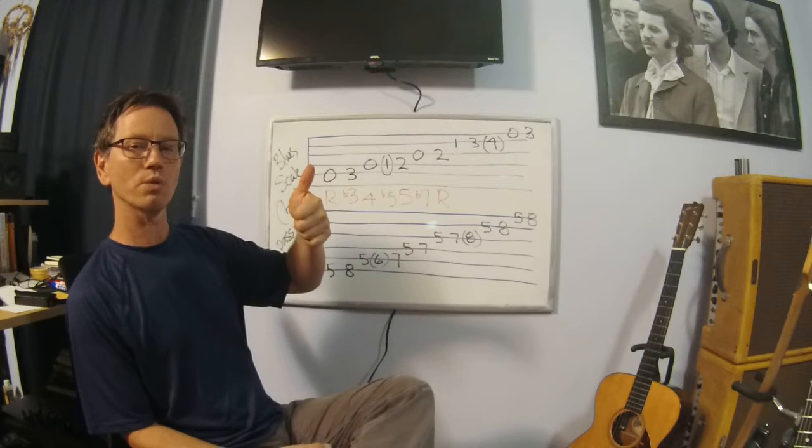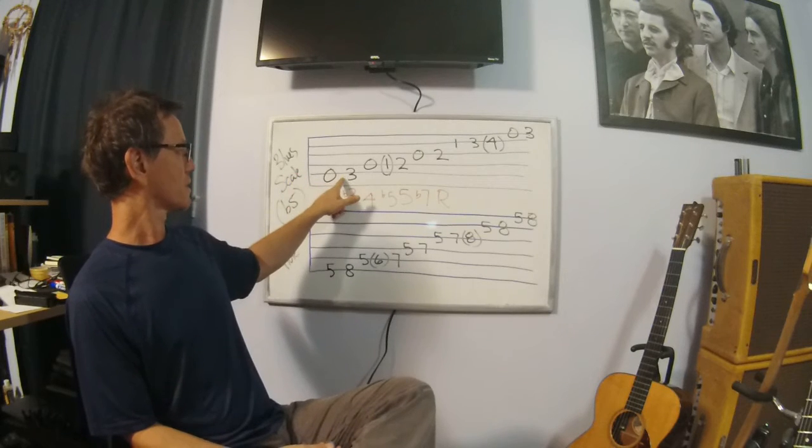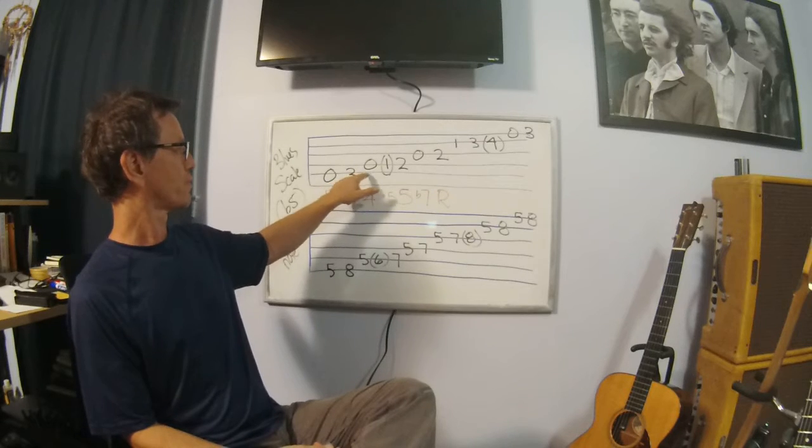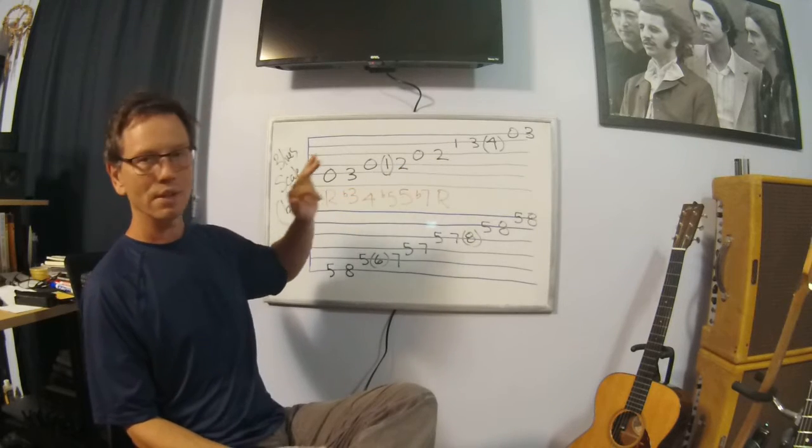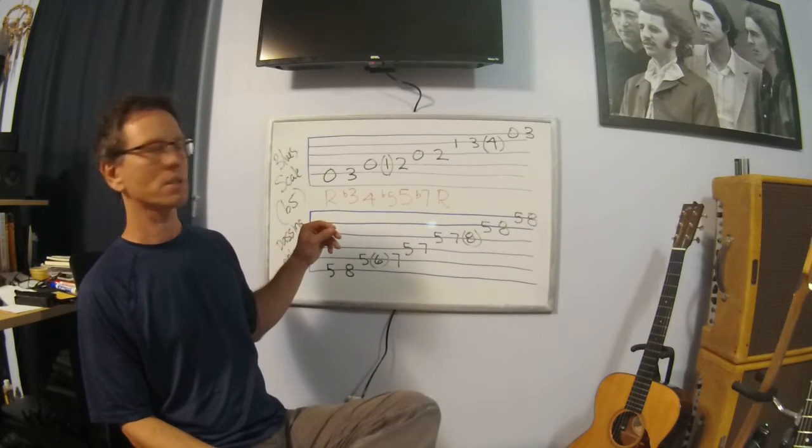So A is the root. There's not a second in this scale. It goes to the minor third. So root, minor third, fourth, fifth, flatted seventh, root. Those notes make up a minor pentatonic scale.